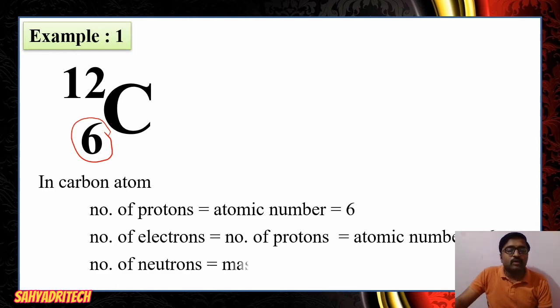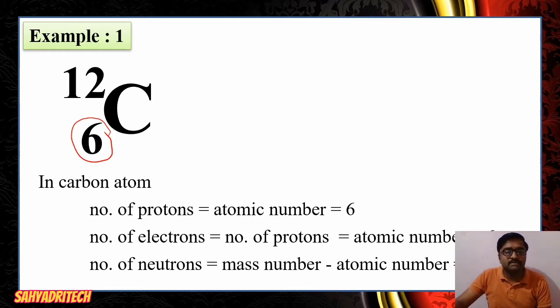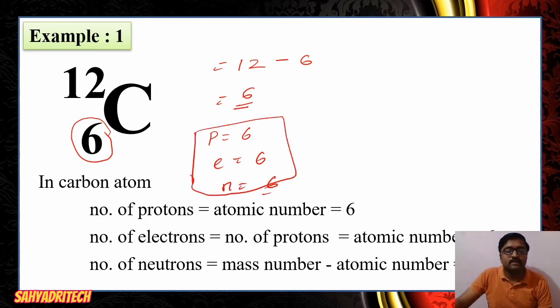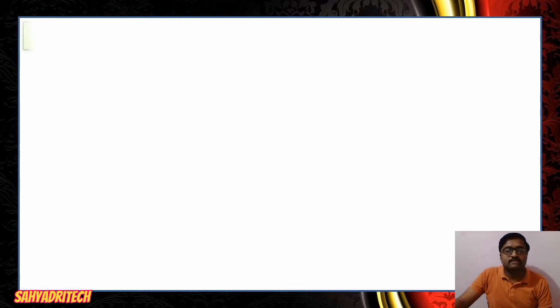Then what about the number of neutrons? Number of neutrons is nothing but the mass number minus atomic number. What is the mass number here? 12. Mass number is 12 and atomic number is 6. So 6. So overall, I can say here, number of protons are 6, electrons are 6 and neutrons are also 6. Okay, well, so one more example.